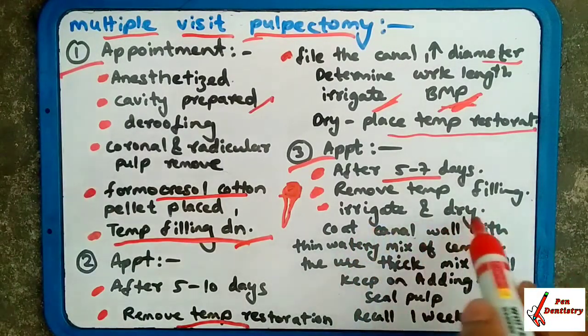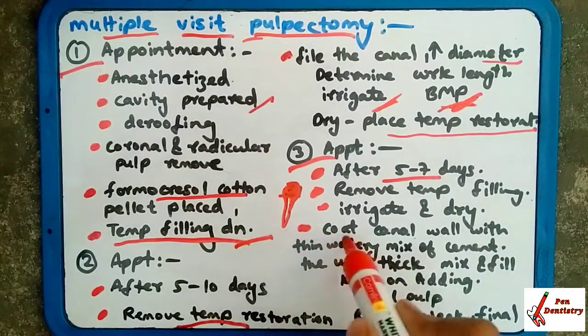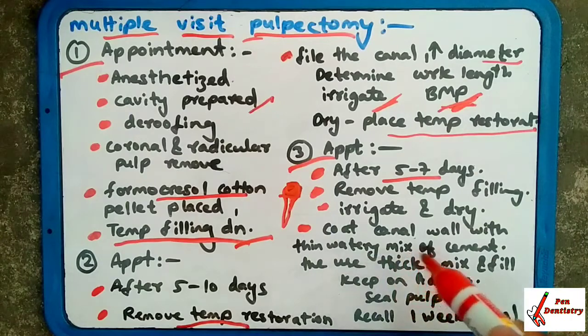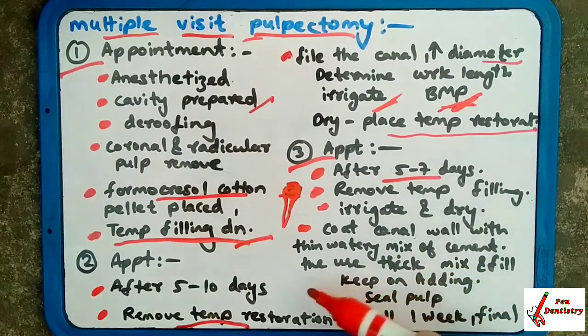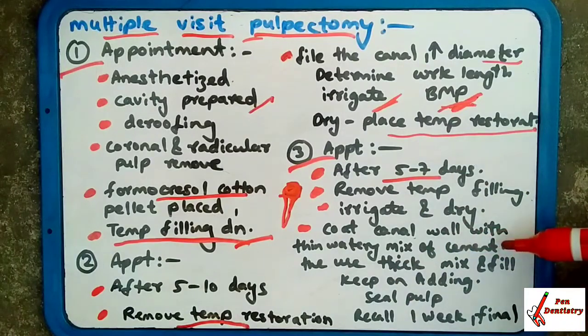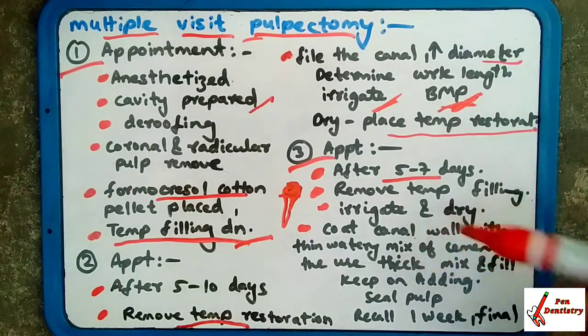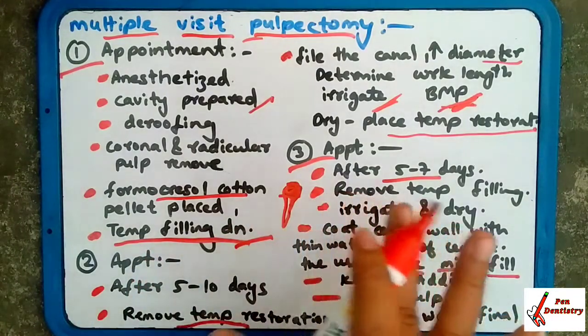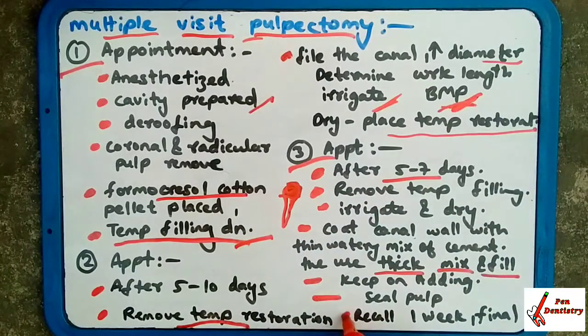Then you are going to coat the canal with a thin watery mixture of cement. Once you have coated the canal with the thin watery mixture, slowly and gradually you use the thick mixture and fill the canal with it. Keep on adding the mixture. You will fully seal the pulp, and you are going to recall the patient after 1 week.